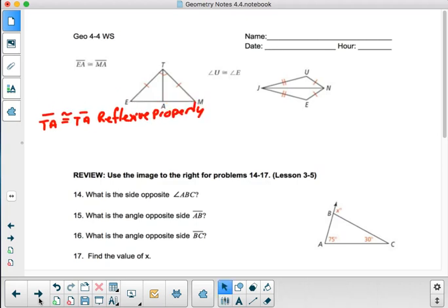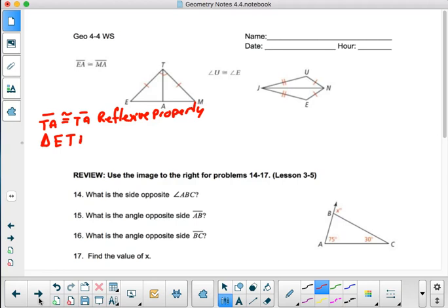Okay, now after that, I know the two triangles are congruent to each other. Triangle ETA is congruent to triangle MTA because of side, angle, side congruence. And I know that EA and MA, those two segments, will be congruent to each other because of CPCTC.